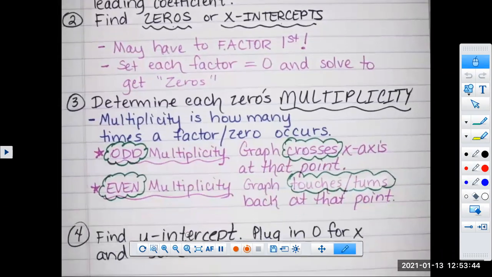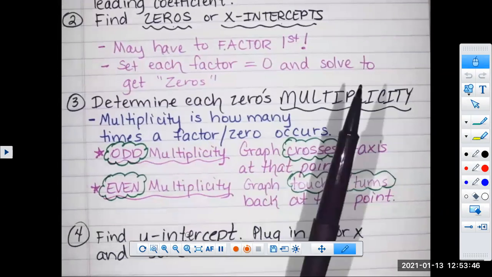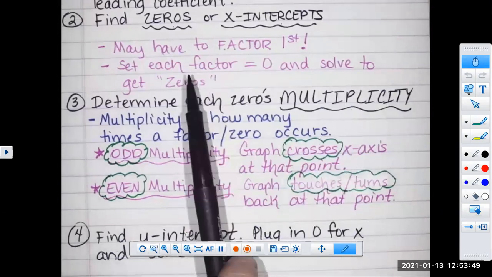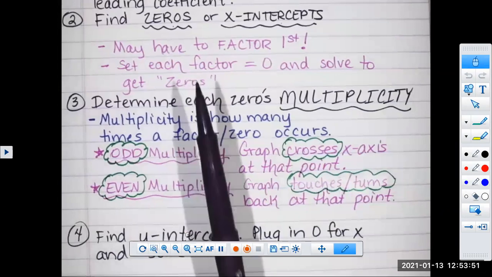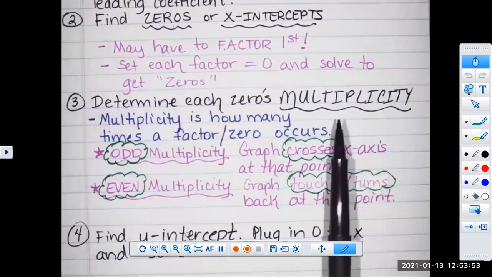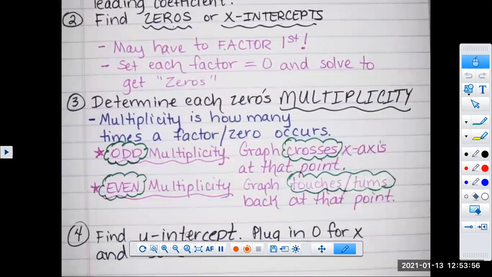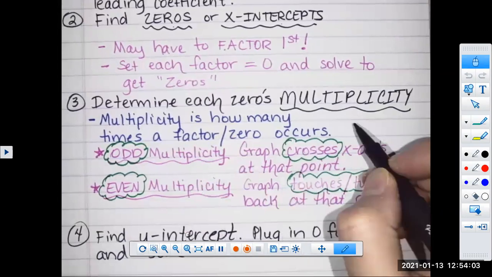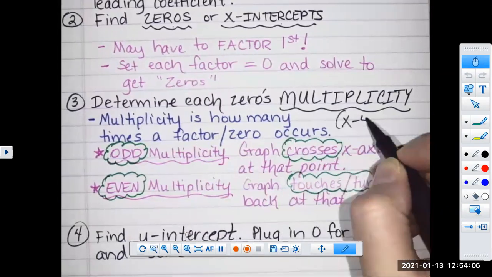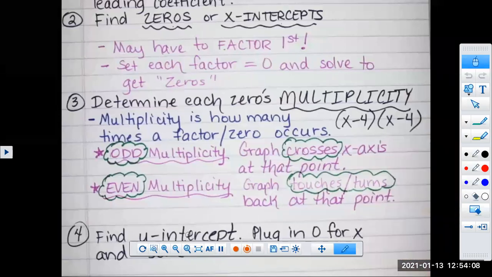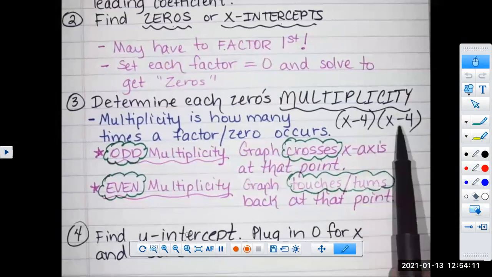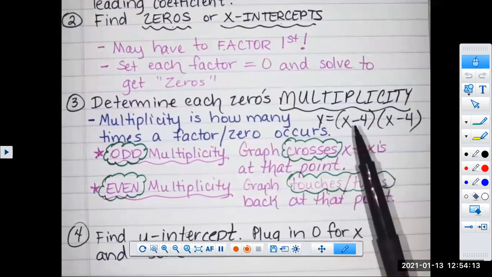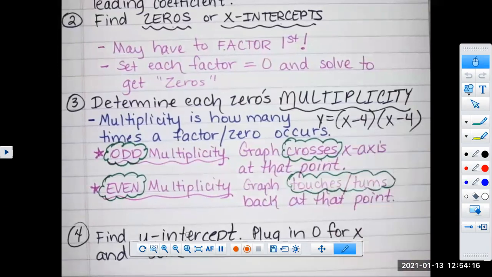Okay, on step 3, once you find your x-intercepts or zeros in step 2, then you determine their multiplicity. Multiplicity is how many times a factor or zero is occurring. So for example, if I factor and I get this, y equals (x minus 4) squared, notice that x minus 4, you see it twice. So it would have a multiplicity of 2.